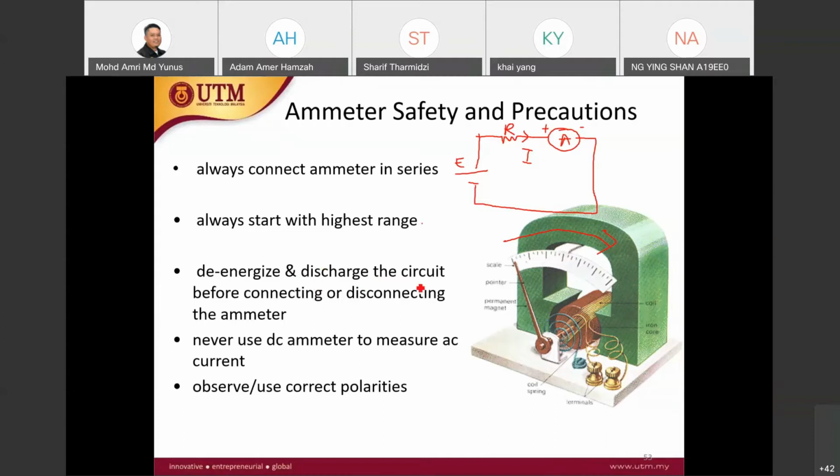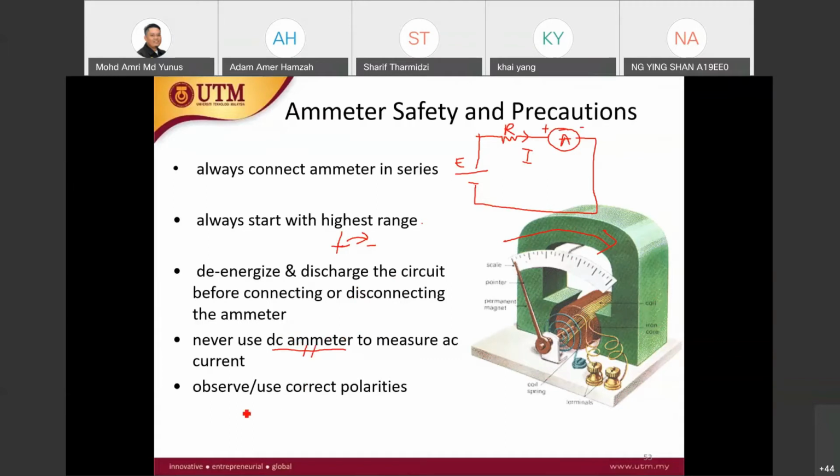Always de-energize the circuit before connecting or disconnecting the ammeter. So how do you de-energize? You short, touch the positive and negative probe together. Never use a DC ammeter to measure AC current, because it will create oscillation.